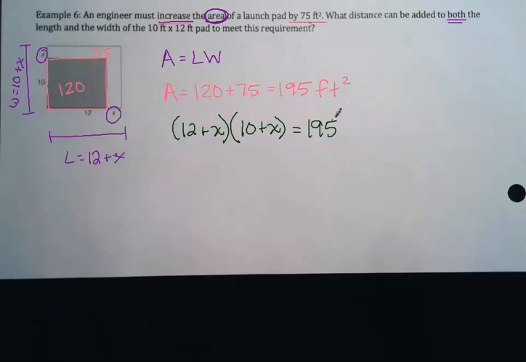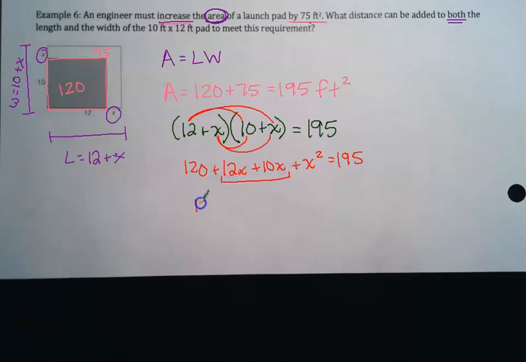Okay, so we need to do some FOILing. So our first numbers, 12 times 10, 120. Our outside, 12 times x, and we have positive 12x. Our inside is a positive 10x, and our last is a positive x squared equals 195. All right, combine our like terms. We've got 120 plus 22x plus x squared equals 195.